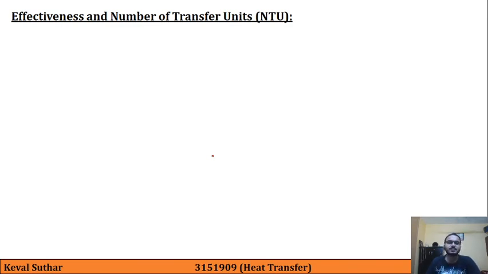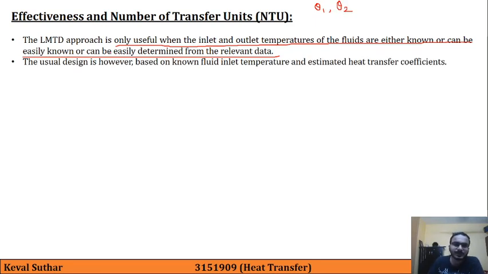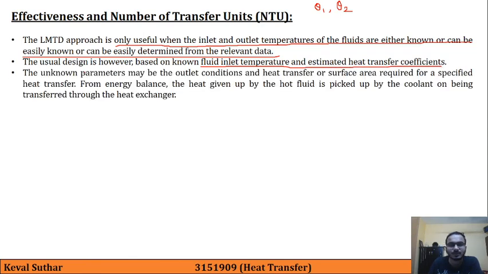Now our next theory is effectiveness and number of transfer units, NTU. Now the LMTD approach that we saw is only useful when the inlet and outlet temperatures are either known or can be easily determined from the relevant data. Why? Because if you recall, the calculation of theta1 and theta2 requires both inlet and outlet temperature. However, in real life, we only have the value of fluid inlet temperature and estimated heat transfer coefficient. So we are not aware of the outlet conditions.